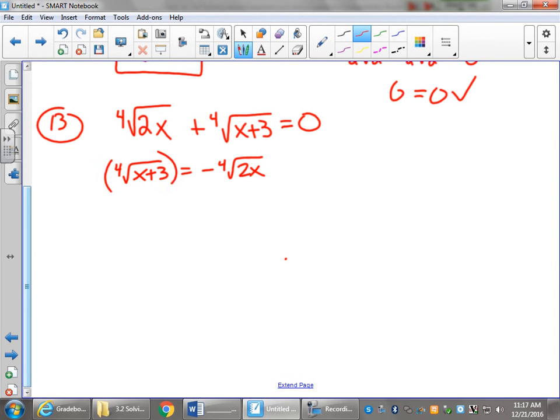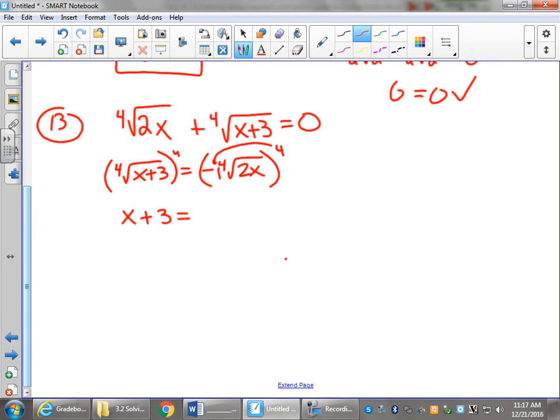Raise the left to the fourth, raise the right to the fourth. We're going to have x plus 3 equals, and the point I want to make on this example is when you're raising the right-hand side to the fourth, you're also raising that coefficient, and this coefficient is a -1. So what happens when you raise a -1 to the fourth power? It'll become what, Sandra? It becomes 1. It becomes a positive 1.